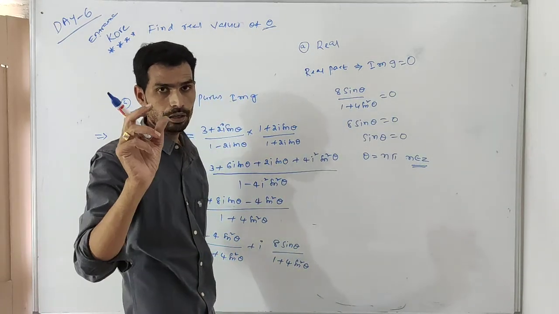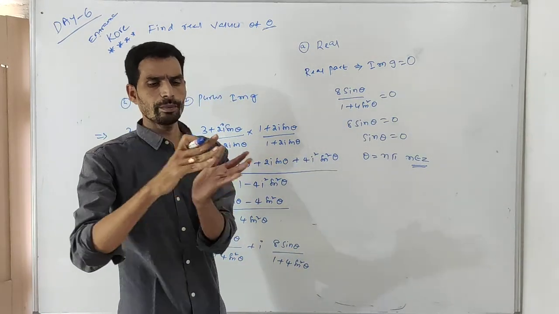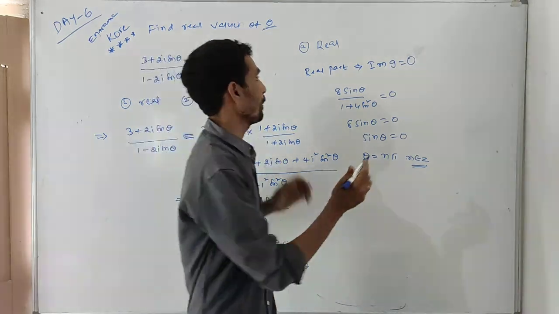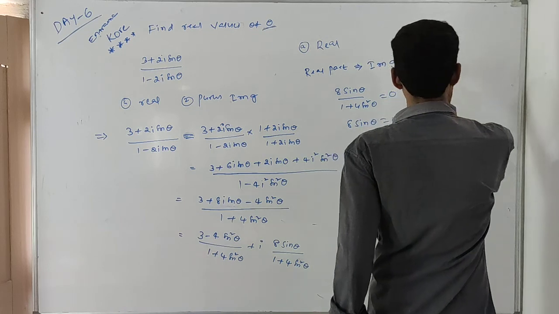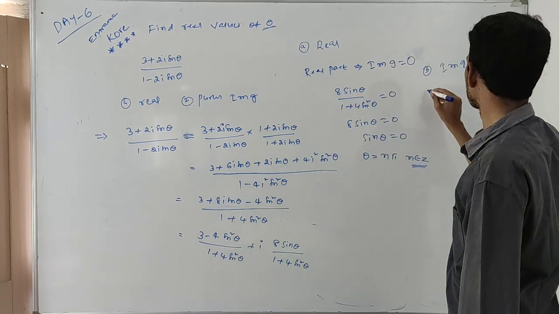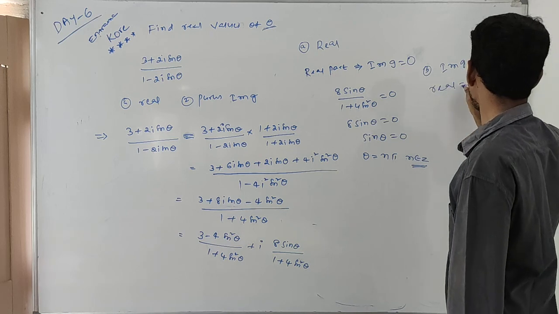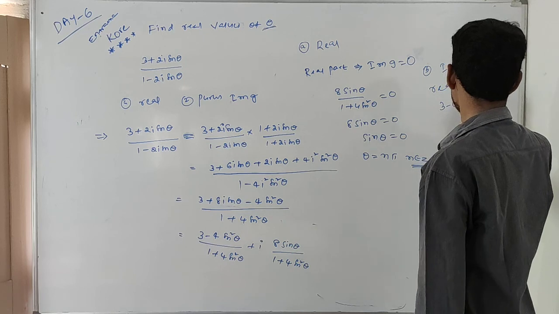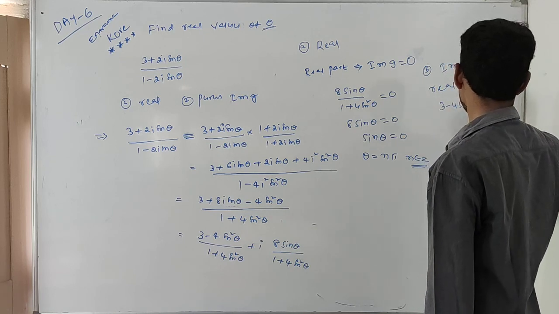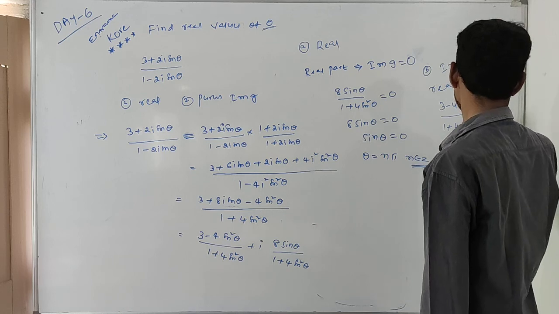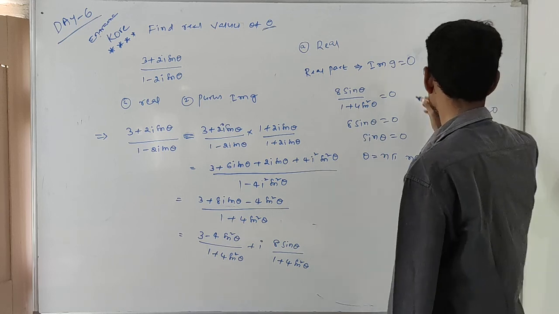Once again, what do you want? You want the real part, so imaginary is 0. If you want imaginary, real is 0. What is the second problem? The B problem. What is given in B? B is purely imaginary. Imaginary means real is equal to 0. What is the real part here? 3 minus 4 sin square theta by 1 plus 4 sin square theta is equal to 0.